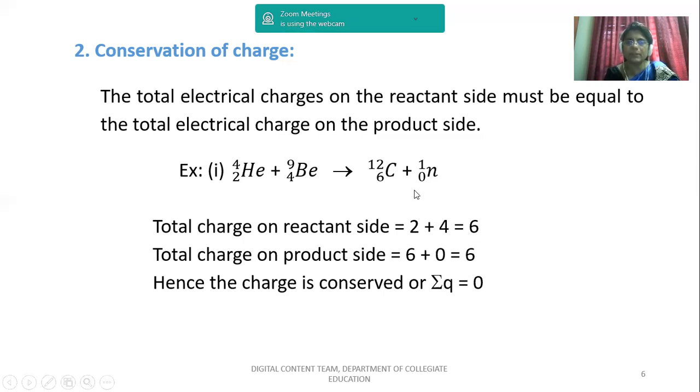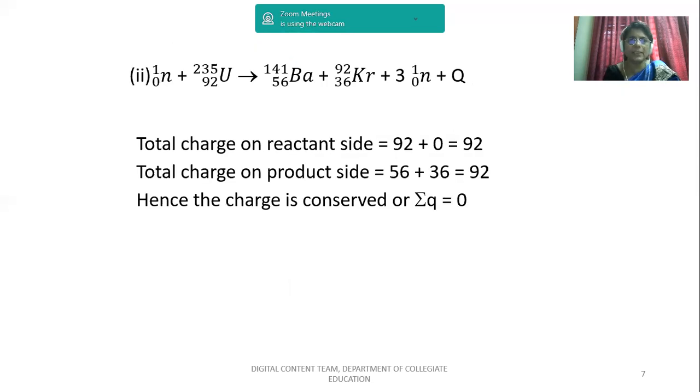Similarly, when you consider the charges on the product side, carbon plus neutron, you have to consider the charge on the carbon is 6, and the charge on the neutron, being a neutral particle, is 0, so it is equal to 6. So when you compare charges on the reactant side, it is equal to charges on the product side, and that confirms the conservation of charge in this particular nuclear reaction. And also you can see that the summation of charge Q will always be equal to 0, indicating that the charge is being conserved. We'll take up another example for this.